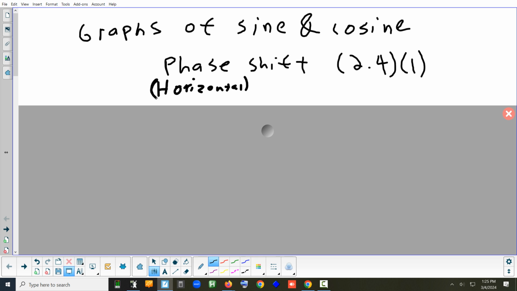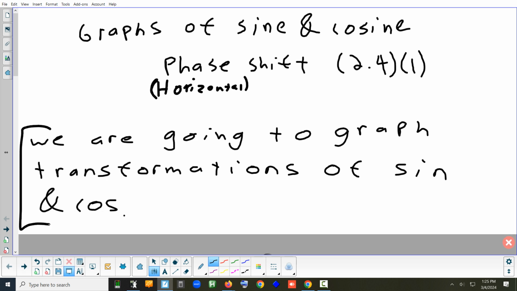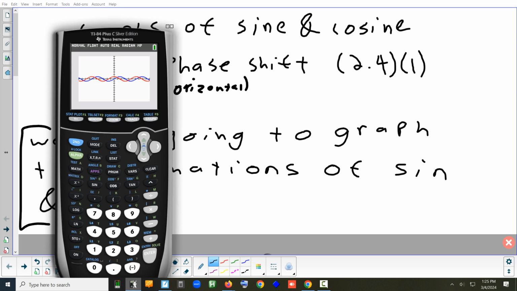So I'm going to give you a little bit of background about the graphs of sine and cosine, and then we'll talk specifically about how you do a horizontal shift. We're just focusing on sine and cosine. The other graphs I can show you if you want to see what they look like.